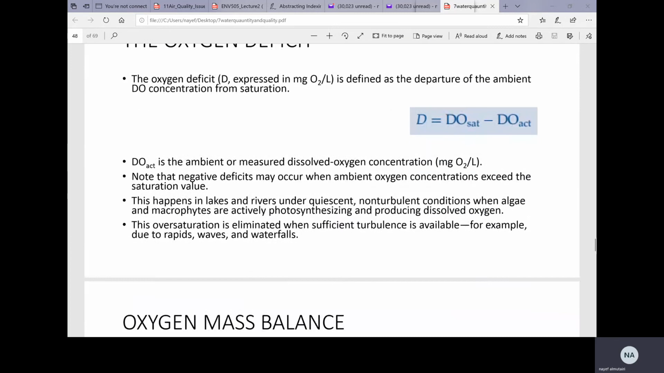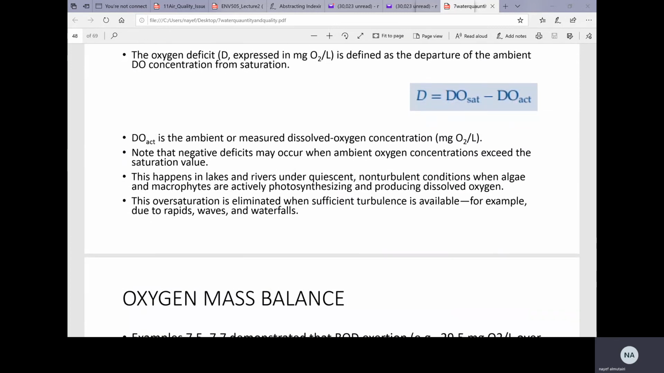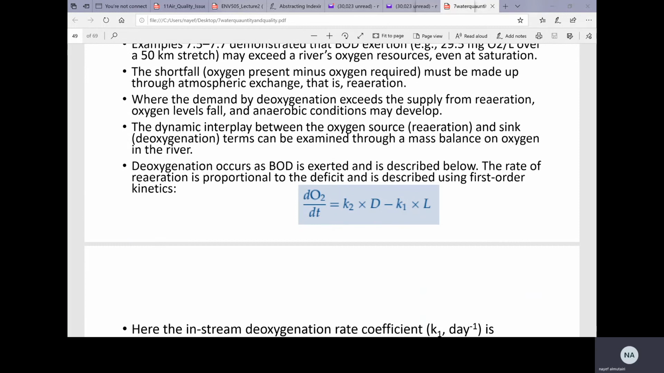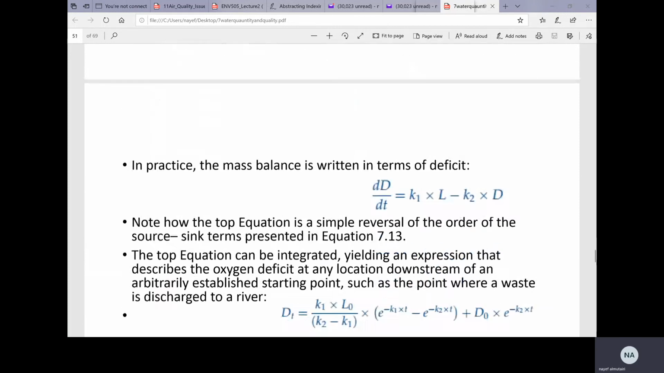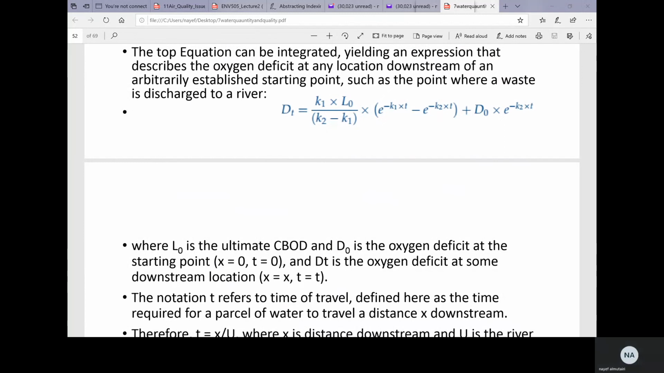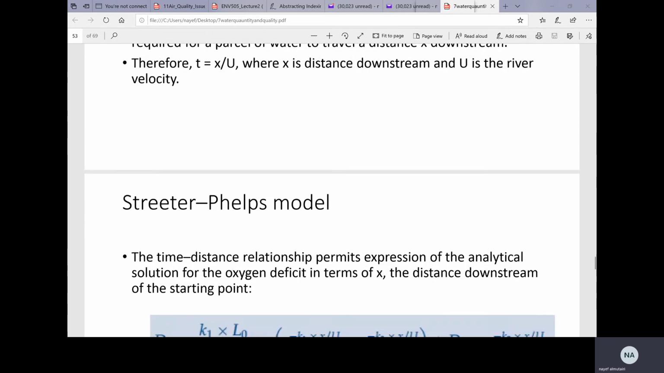The oxygen deficit that we need, that deficit is DO sat minus DO actual. You need it for here. Now we're going to come to the equation that we will be using in the exam for sure. Deficit at any time t is equal to K1 L naught over K2 minus K1, times e to the power minus K1t minus e to the power minus K2t, plus initial deficit times e to the power minus K2t. This will be given in the exam. You don't have to memorize it.